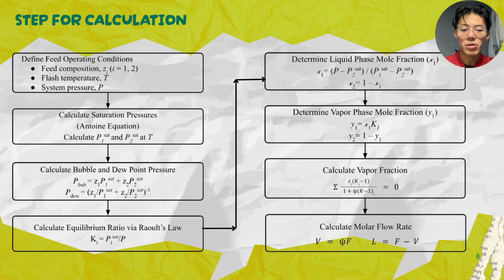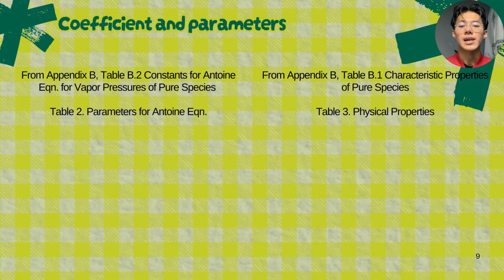First, initialize inputs and find saturation pressure. Second, calculate bubble and dew points to confirm the two-phase region. Third, use Raoult's law for K values and phase composition. And finally, solve the Rachford-Rice equation for exit flow rates. All Antoine constants and physical coefficients were sourced from Appendix B of our thermodynamics textbook.